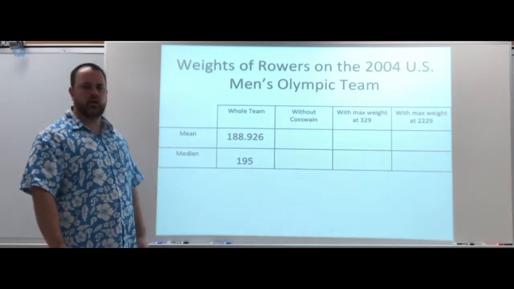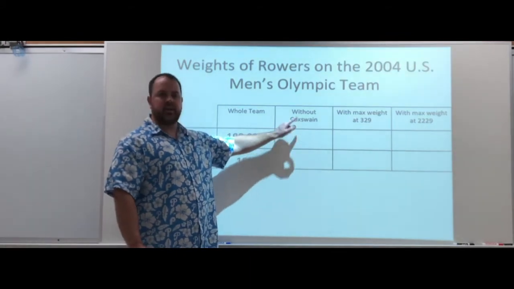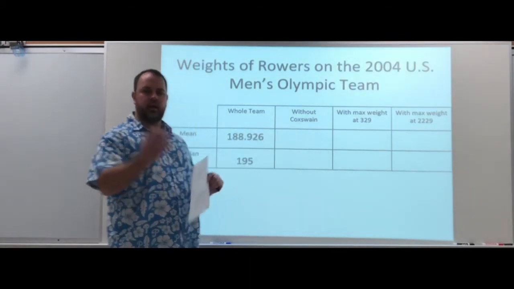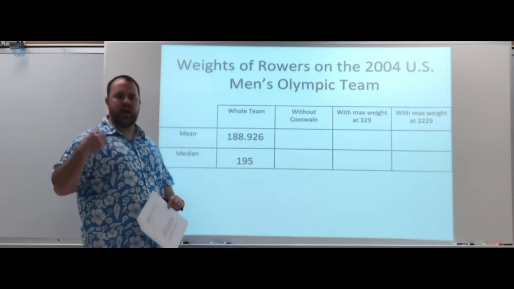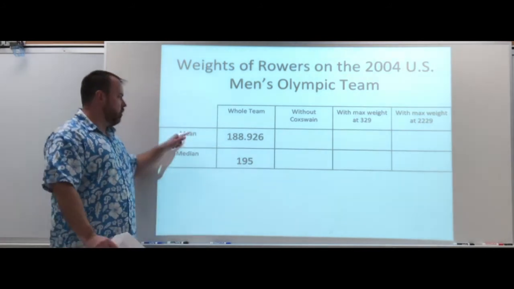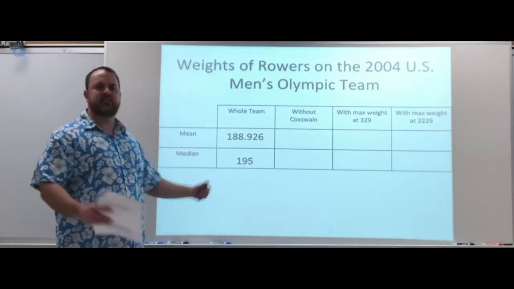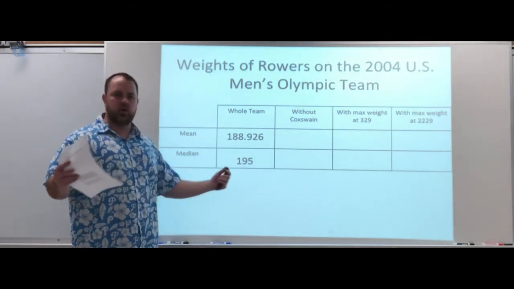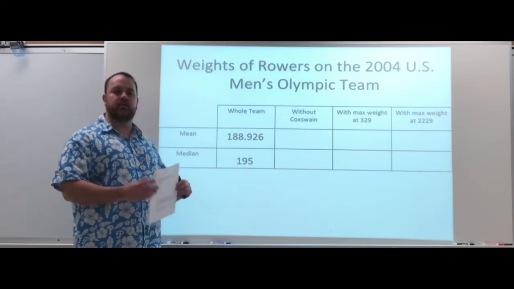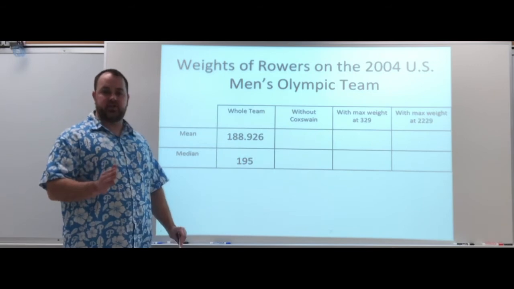If you look at the whole roster, there it is. Let's take out the coxswain. He's an outlier. He's smaller than everyone else. He's going to be away from our pattern here. Okay? And let's take a second and think. Which number do you think is going to change, if any number? Remember, the mean is adding up all the values, getting a sum, and then dividing by how many numbers there are. The median is all about position.